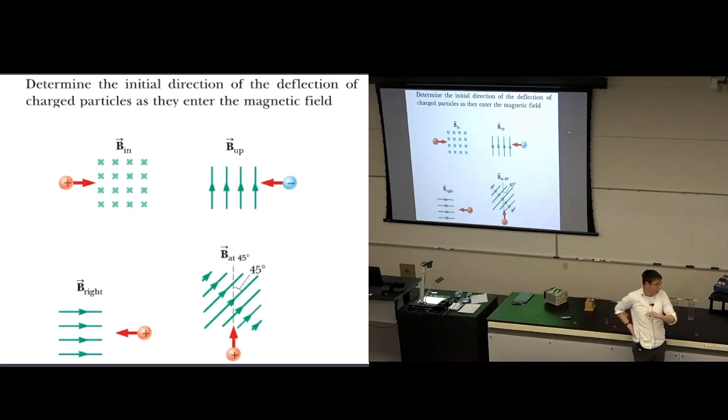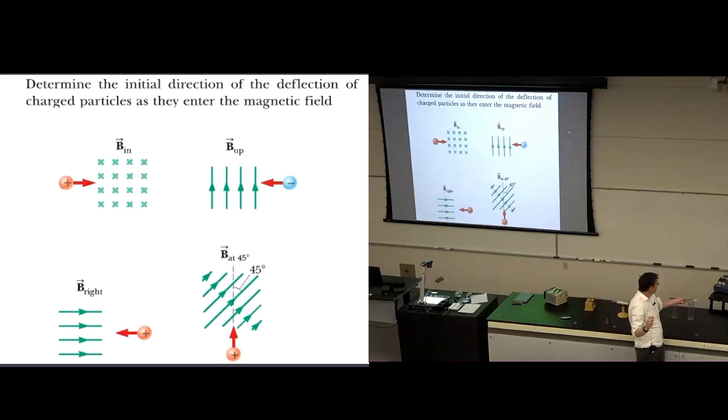So positive charge is going up, and the field is going sort of up and towards the right. So right hand up, I'm going to curl my fingers in the direction of the field, up and towards the right, like that. My hand can only do that in one orientation. My thumb is pointing in towards the screen. So the force is in towards the screen on this positive particle. Notice that that force again is at right angles to the plane of the field, which is in the plane of the screen here, and the velocity vector, which is also moving in the plane of the screen here.